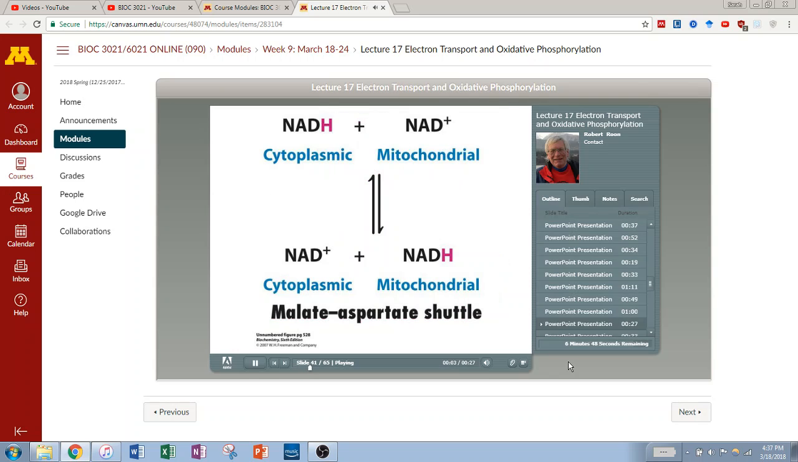In the heart and liver, electrons are carried into the matrix by the malate aspartate shuttle. This convoluted mechanism is mediated by 2 membrane transport systems and 4 enzymes. The major benefit of this elaborate process is that the electrons from cytoplasmic NADH end up in mitochondrial NADH, so there's no reducing power lost in the process.